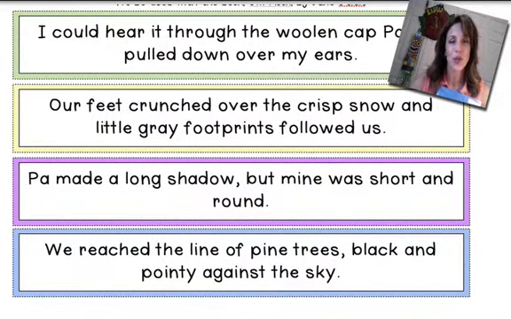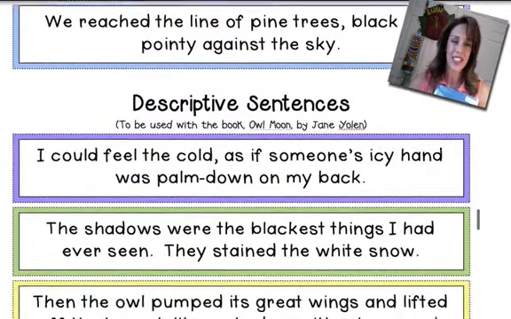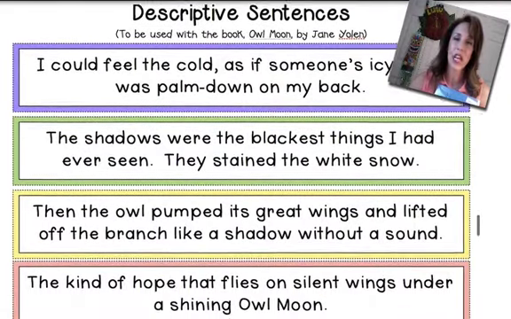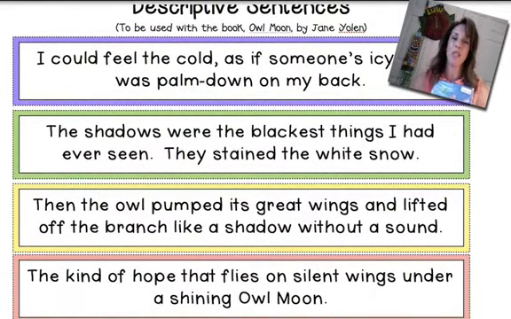Again, as you go through these, encourage your students to talk about what they visualized as they heard these sentences. I could feel the cold as if someone's icy hand was palmed down on my back. The kind of hope that flies on silent wings under a shining owl moon.